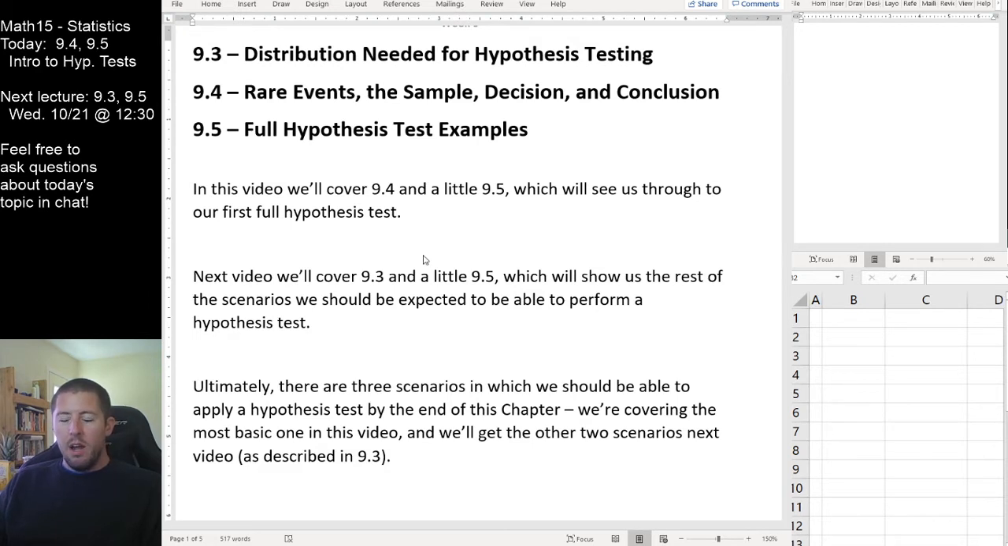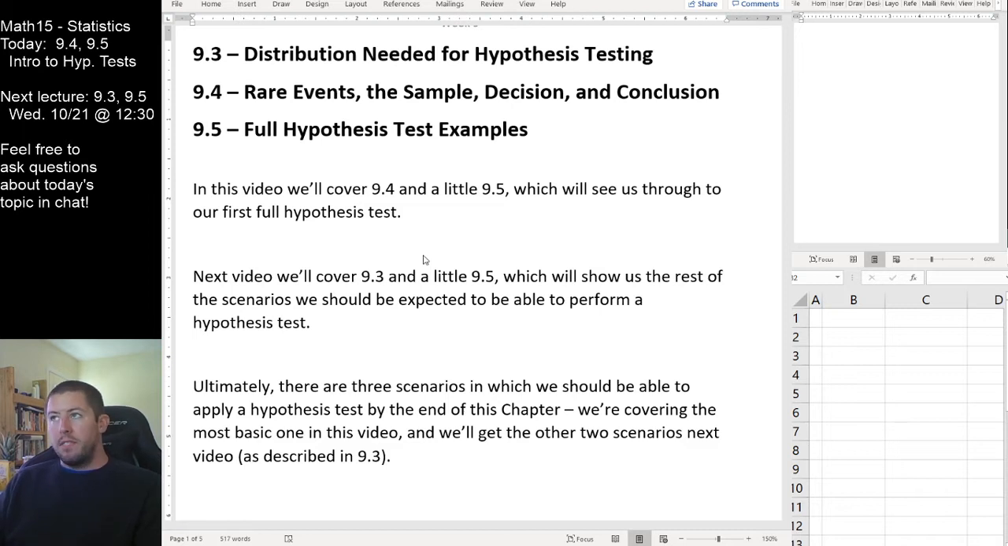Over the course of the rest of the semester we're actually going to end up with a whole bunch of these, but there are 3 different hypothesis tests we should be able to do by the end of this chapter. We're just talking about one of them today. We'll talk about the 2 alternate versions, the two other scenarios in which we can perform hypothesis tests that are discussed in 9.3, in the next video.